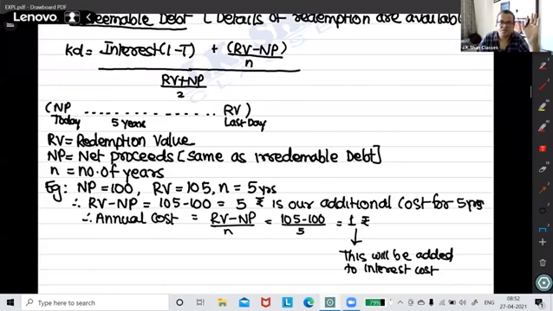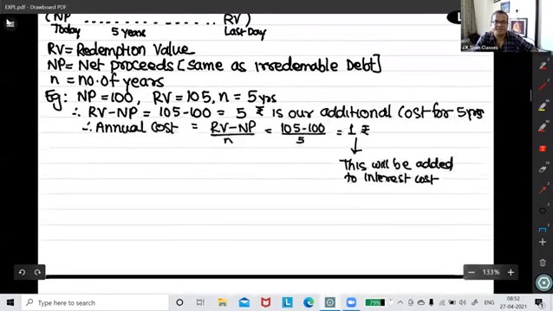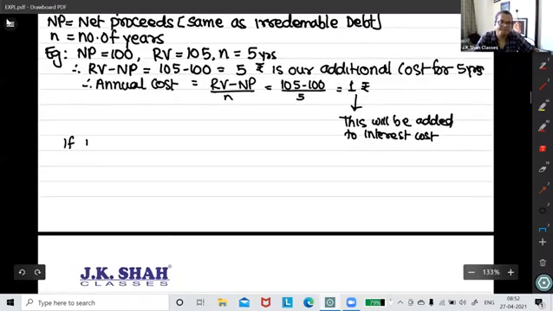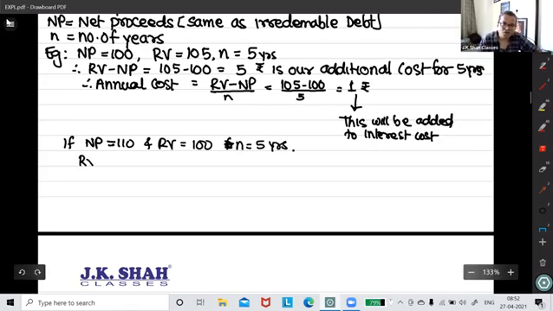You understand now? A reverse situation can also happen. Means we issue at 110 net proceeds and we redeem at face value. So what will happen that time, guys? The cost will increase or decrease? Overall cost will decrease. So suppose it happens the other way around. If net proceeds are 110, let's say, and redemption value is say 100, and N is 5 years, then RV minus NP upon N would be 100 minus 110 upon 5. That is minus 2.